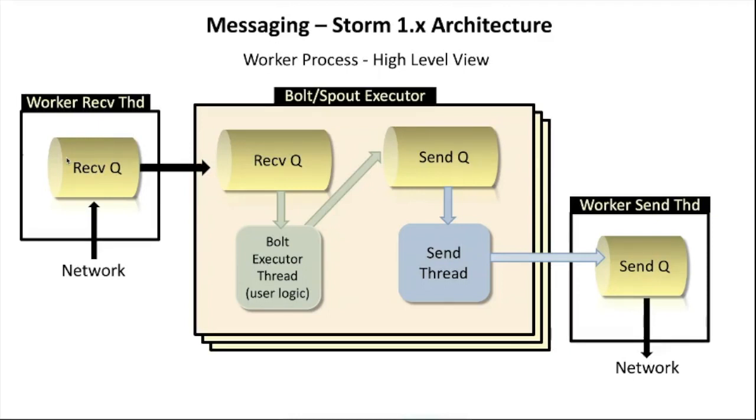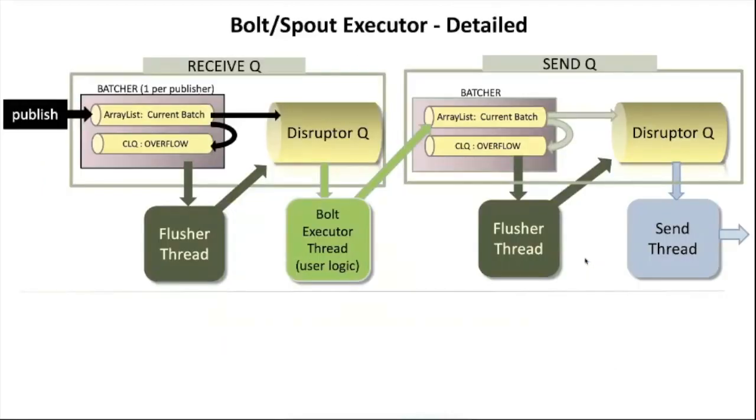Let's assume there's just one bolt in this worker. It has a receive queue where it receives the messages for that instance of the bolt. This box here is the bolt logic that you've written: a transform, a filter, in my case image processing, whatever logic. That whole thing is one thread, with this arrow coming in and going out. It goes into this box here, which is the outbound queue. Then that gets drained by a send thread and goes either to another bolt in the same process or outside the worker to another worker.